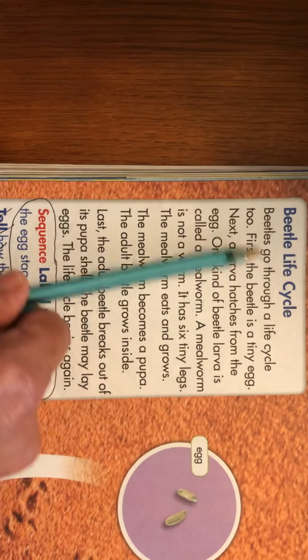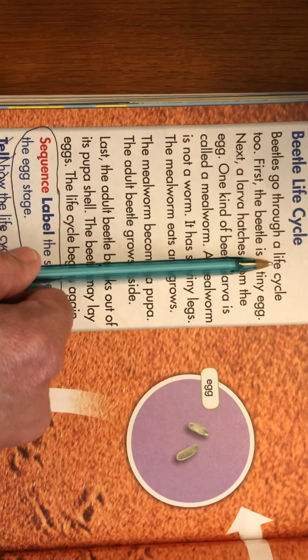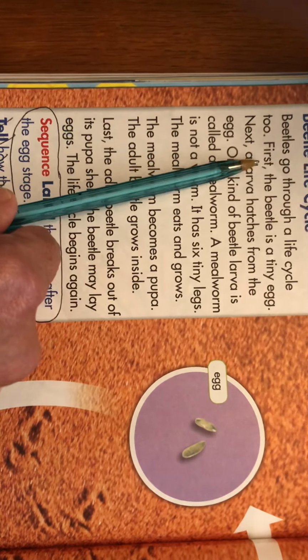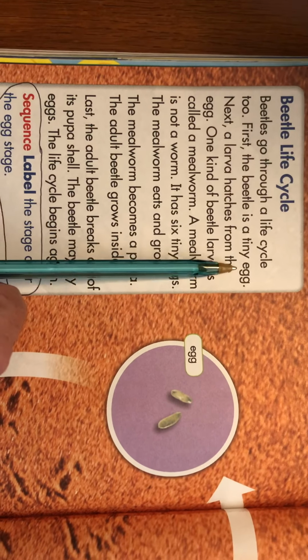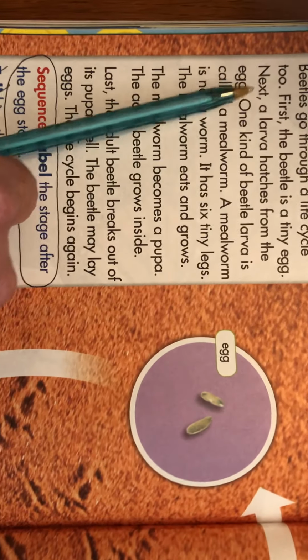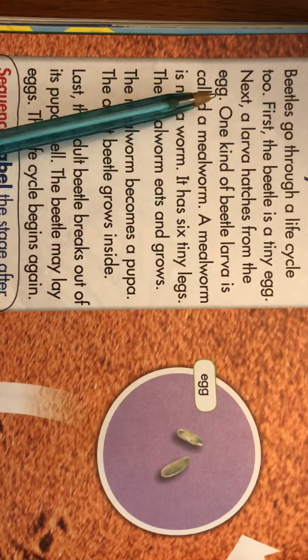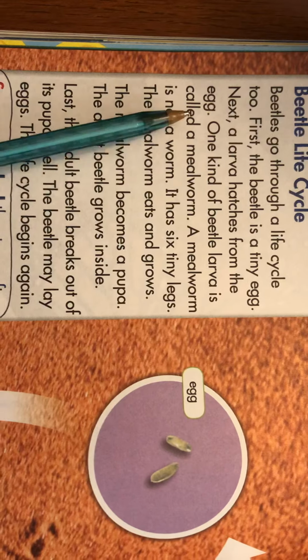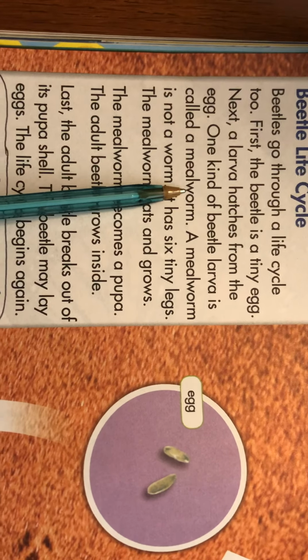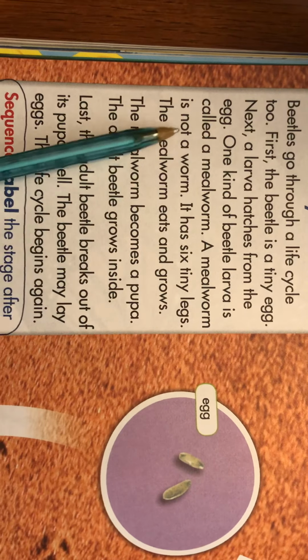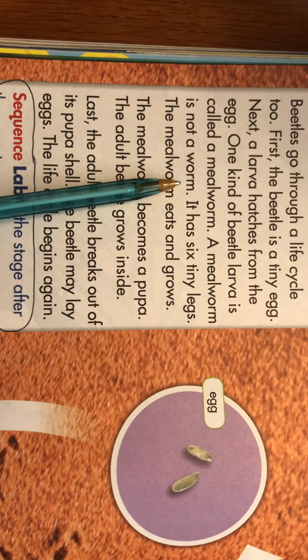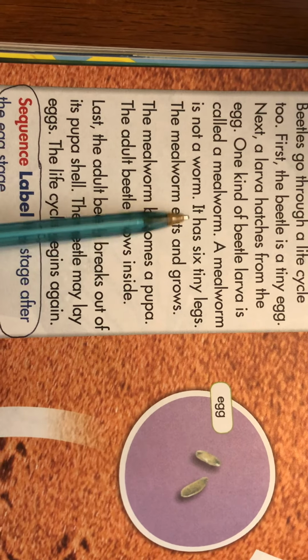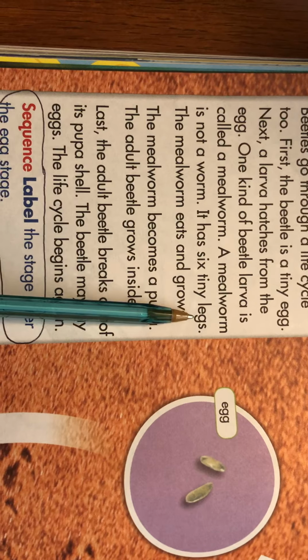Then it says, beetle life cycle. Beetles go through a life cycle too. First, the beetle is a tiny egg. Next, a larva hatches from the egg. One kind of beetle larva is called a mealworm. A mealworm is not a worm. I hope you remember that. It has 6 tiny legs.